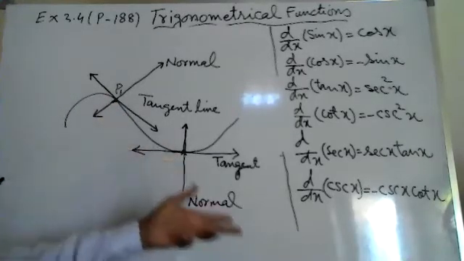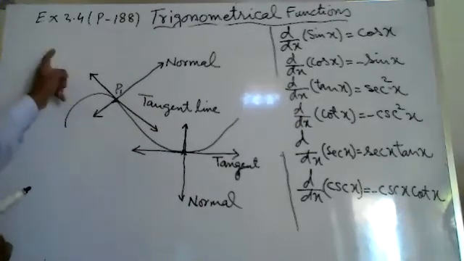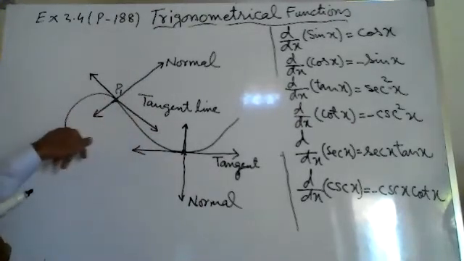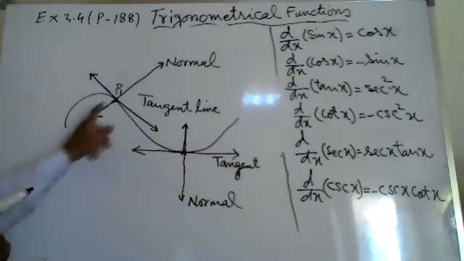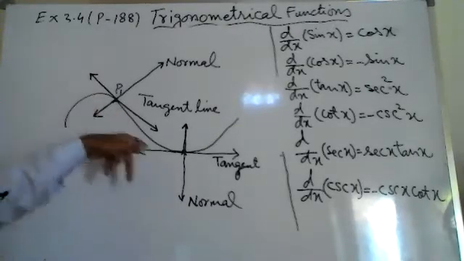Because at different points, the equations of the tangent and normal lines will be different. Here the tangent is this way. Here the normal is this way. At different points, the shapes of the tangent line and the normal line will be different on the same curve. Curve is same, but the points are different.